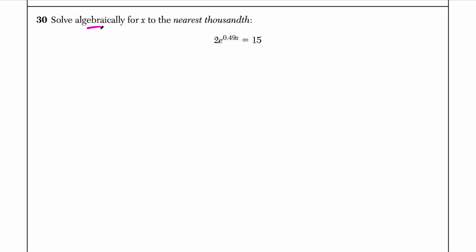Question 30, we have to algebraically solve for x, and we're going to round to the nearest thousandth place. So for this one here, we're getting x by itself, and x is in the exponent spot. So I would start here by dividing both sides by 2. 2 divided by 2 just cancels out like this.